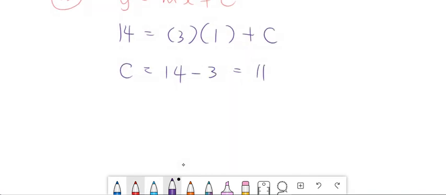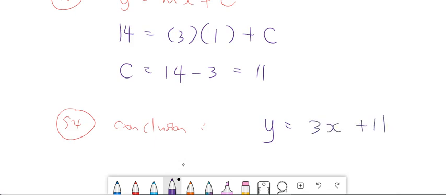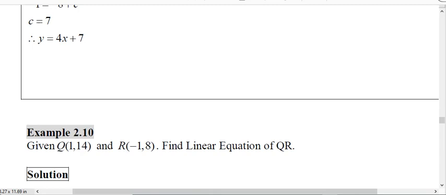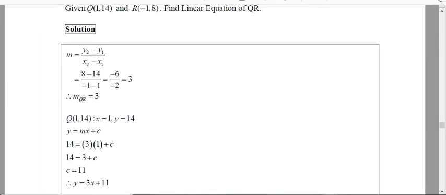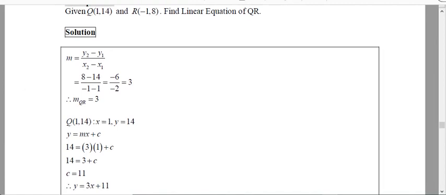Okay, and lastly, don't forget your conclusion. What's your conclusion here? You need to rewrite back your answer in standard form. Okay, so that's the answer. So far, okay?